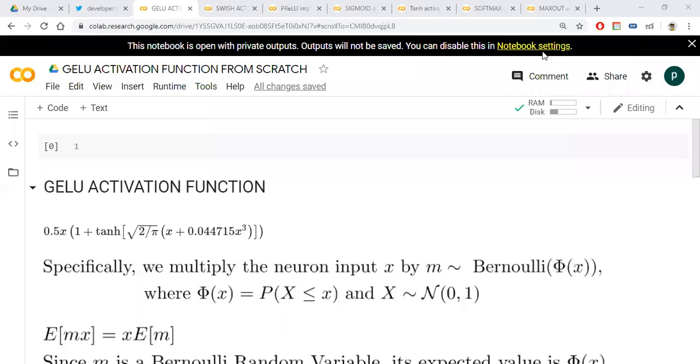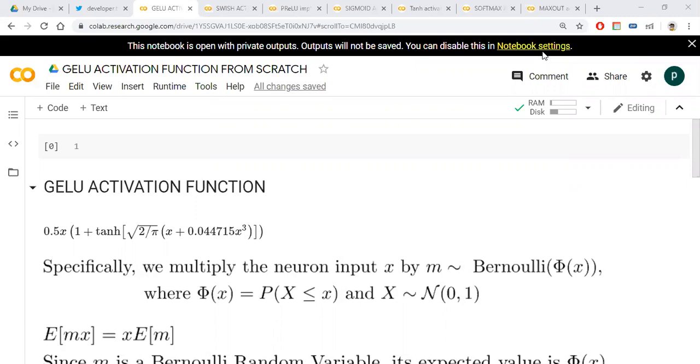Hi friends, today I am discussing advanced activation functions. In this topic I am discussing the GELU activation function and how to implement it from scratch using Python. So let's go into the theory about the GELU activation function.